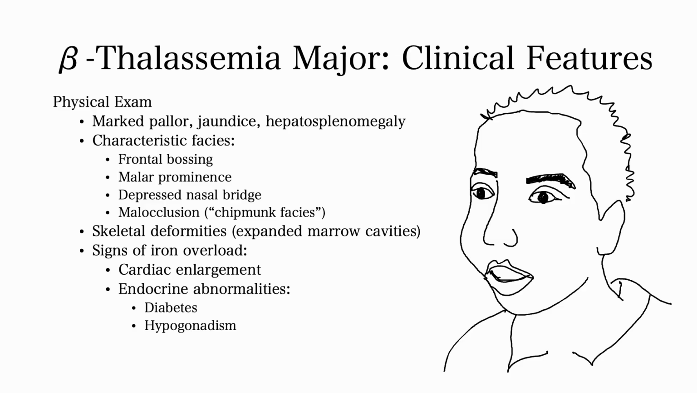From a physical exam point of view, before you do anything, some things you might be able to see is marked pallor, jaundice, hepatosplenomegaly. Characteristic facial features are also common, so the frontal bossing, malar prominence because of the maxillary overgrowth, depressed nasal bridge, again, because of the maxillary overgrowth, and malocclusion leading to like the chipmunk faces can also be seen. Other skeletal deformities can also be observed. Signs of iron overload would include cardiac enlargement, so maybe the cardiac apex would be displaced. Endocrine abnormalities relating to diabetes and hypogonadism can also be seen.